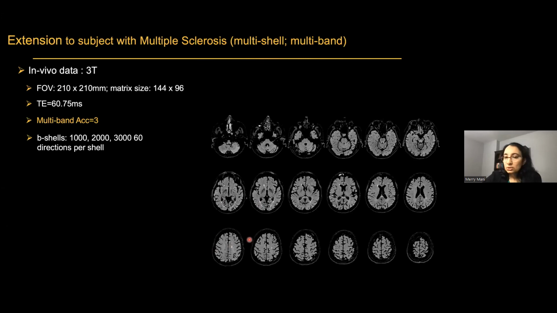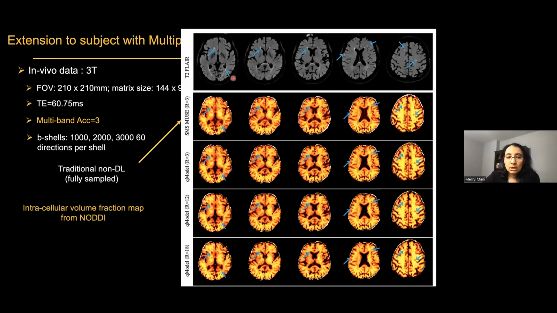So this is a T2 FLAIR data from the subject. You can see that the lesions are very small, very diffuse lesions in the subject. What I'm showing here is the intracellular volume fraction maps computed from the NODDI model. The second row would correspond to the traditional non-DL based method, which was reconstructed individually, and then the NODDI model was fit to those diffusion weighted images.